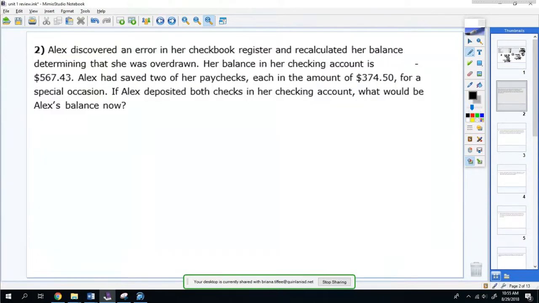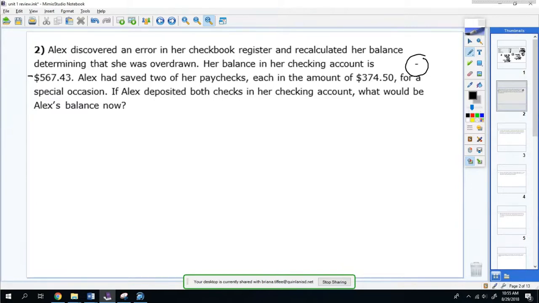All right, number 2. Alex discovered an error in her checking registry and recalculated her balance, determining that she was overdrawn. Her balance in her checking account is a negative $567.43. Alex has saved 2 of her paychecks, each in the amount of $374.50 for a special occasion. If Alex deposited both checks in her checking account, what would be Alex's balance now?